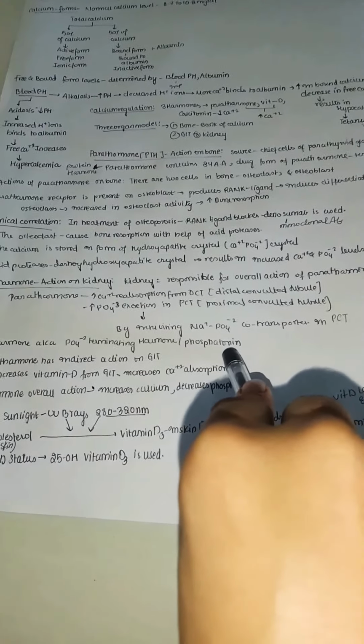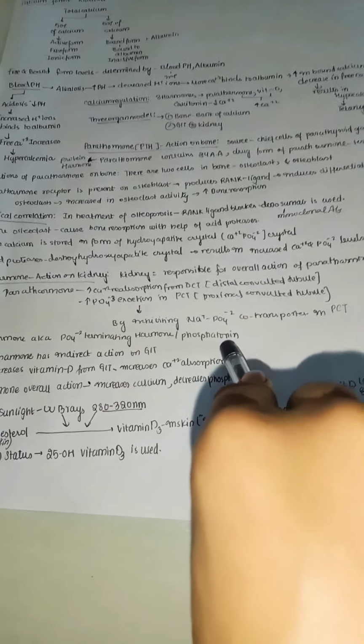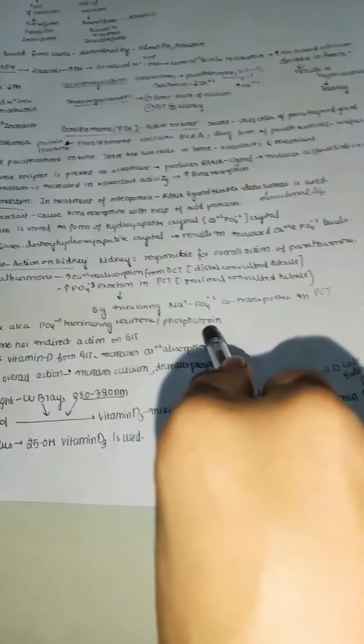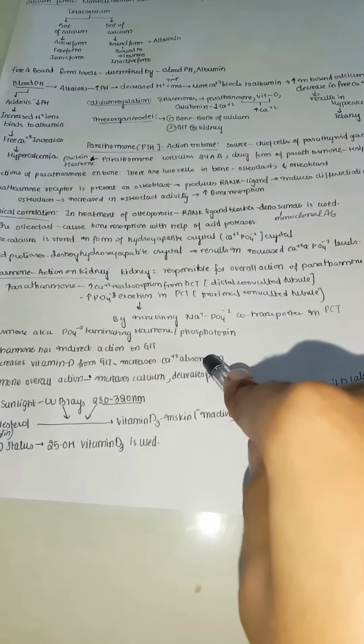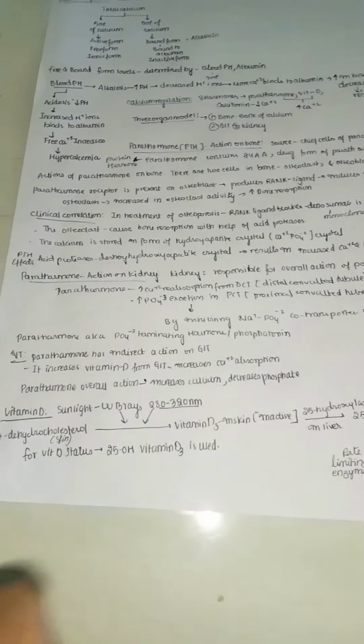Why are we calling it phosphatonin? Because calcitonin is the one which decreases the calcium. At the same time, as this parathyroid hormone is decreasing the phosphate, it is also called phosphatonin.